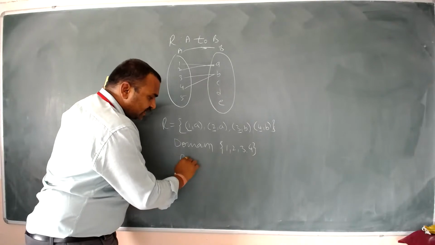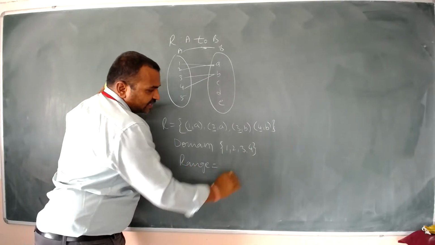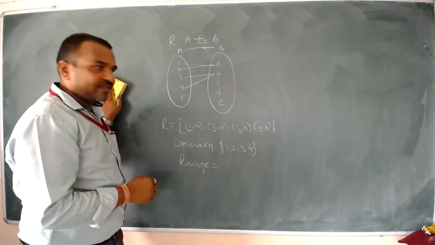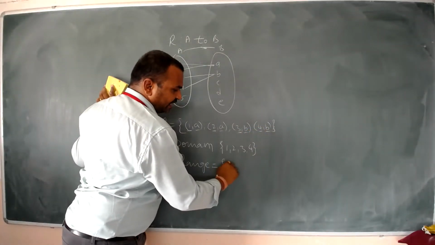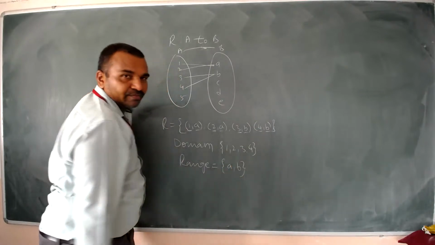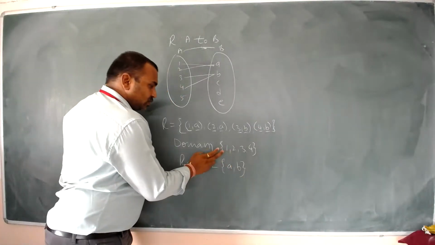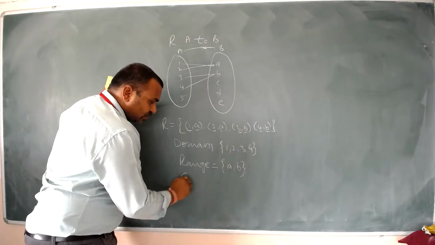Next, range. What is range? Set of all second elements of the ordered pairs. What are the second elements? A, B, B. So we can write only one time. That is A, B. This is domain, and this is range.